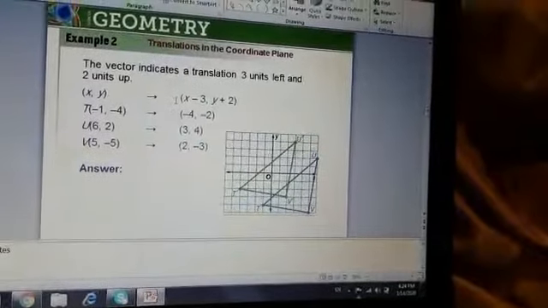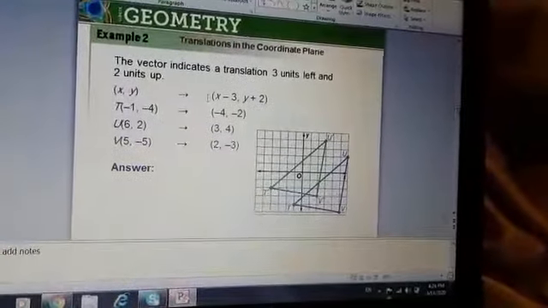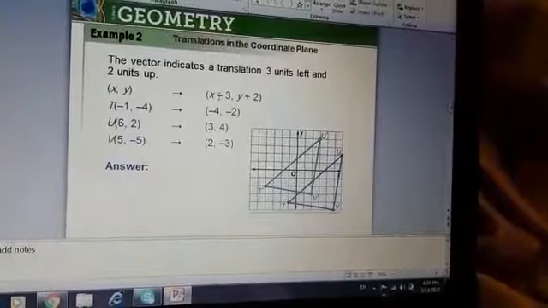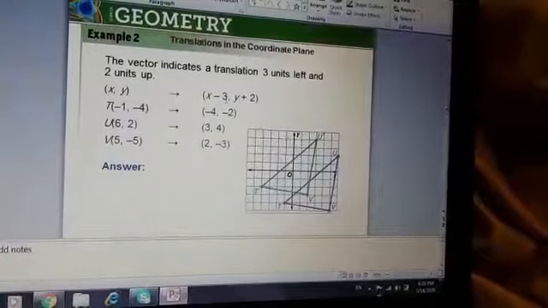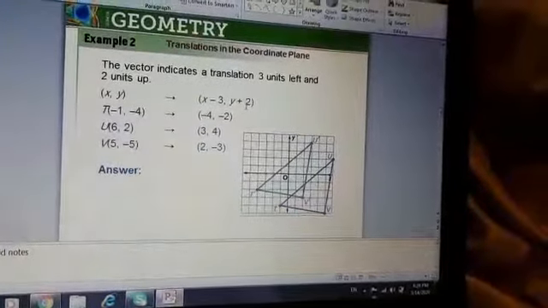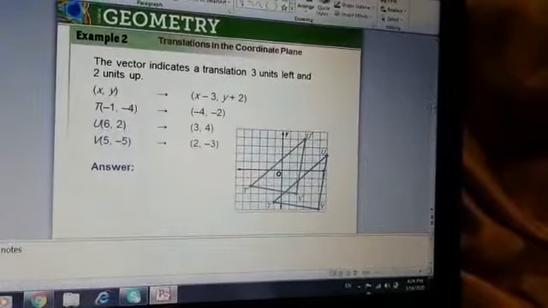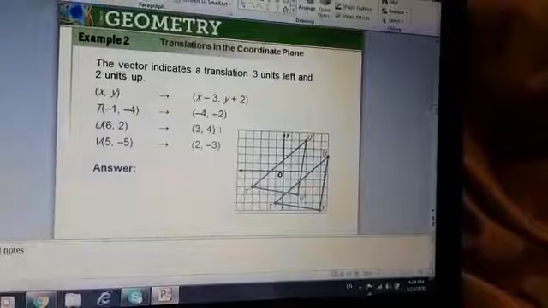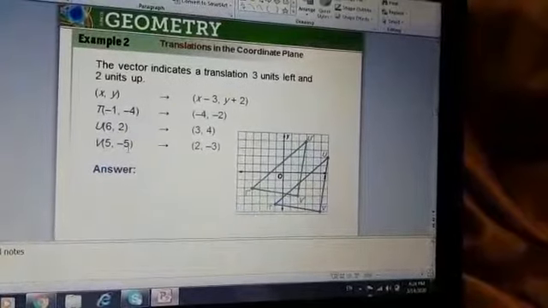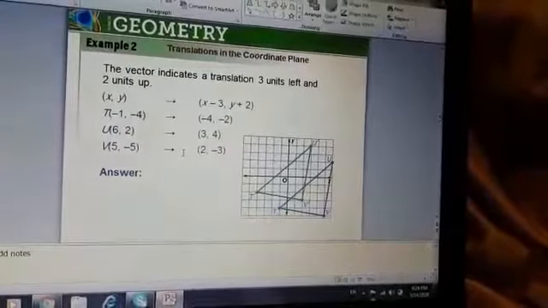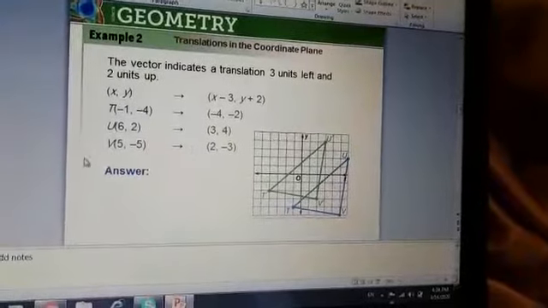Because I follow the rule of translation, I subtract -3 from the x coordinate and add 2 to the y coordinate. Therefore, U (6, 2), the image will be (3, 4). V (5, -5), the image will be (2, -3).